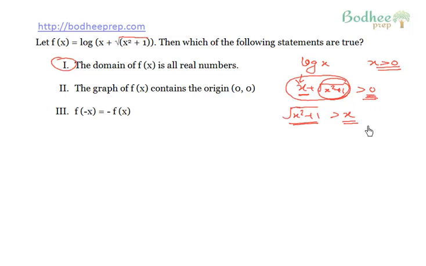So from this we can say that the domain of f is all real numbers. That means there is no value of x for which this expression is not defined. Hence statement 1 is true.